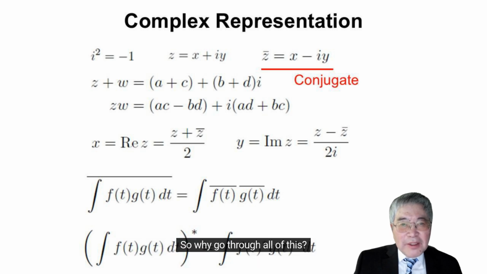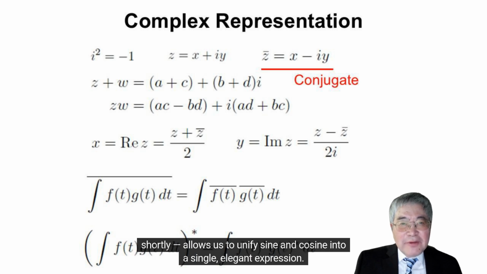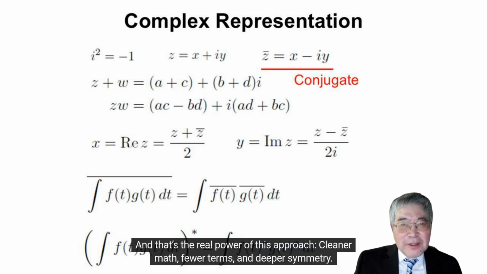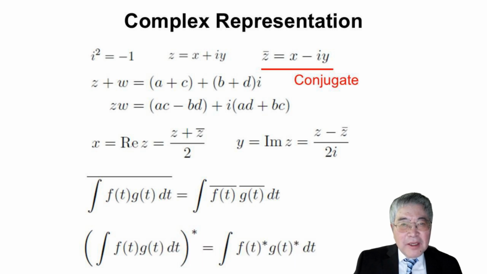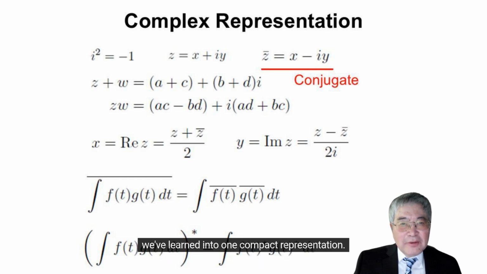So why go through all of this? Because working with complex numbers, especially when combined with Euler's formula, which we'll see shortly, allows us to unify sine and cosine into a single elegant expression. That's a huge simplification. And that's the real power of this approach: cleaner math, fewer terms, and deeper symmetry. So with that, we're now ready to look at the complex form of the Fourier series, which brings everything we've learned into one compact representation.